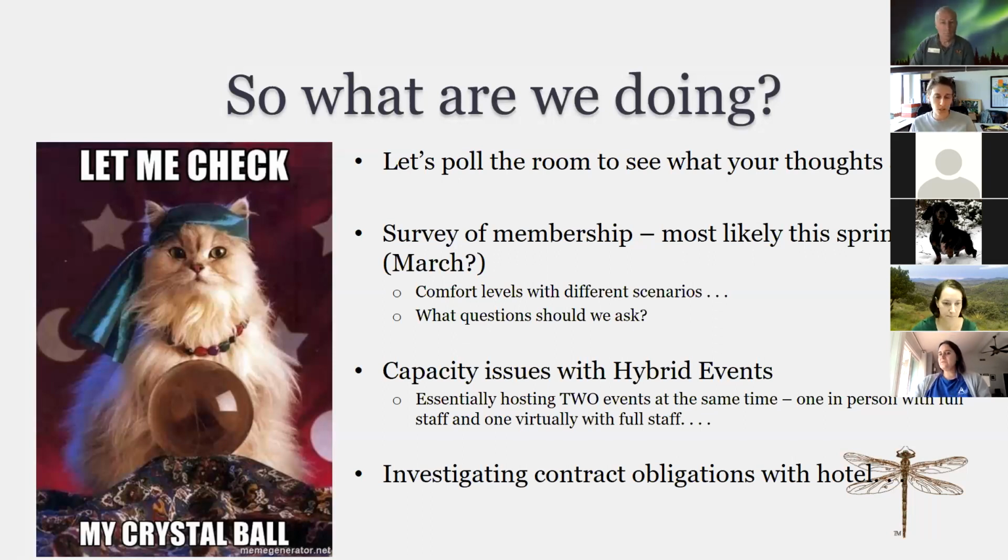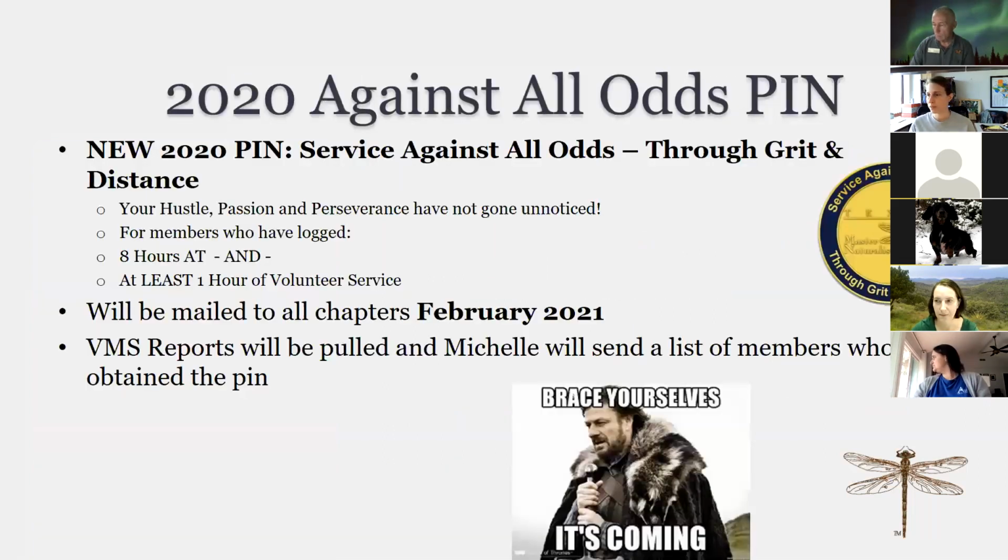All right, and I just noticed that it's 2 o'clock, Michelle, so I'm going to move a little bit faster so we're good stewards of y'all's time. Go ahead. So a couple of things to mention about pins. So I've had questions already about how do we get the Grit and Distance pin, the COVID pin 2020. So as a reminder, this pin will recognize all of our members who logged at least 8 hours of advanced training in 2020 and at least 1 hour of volunteer service.